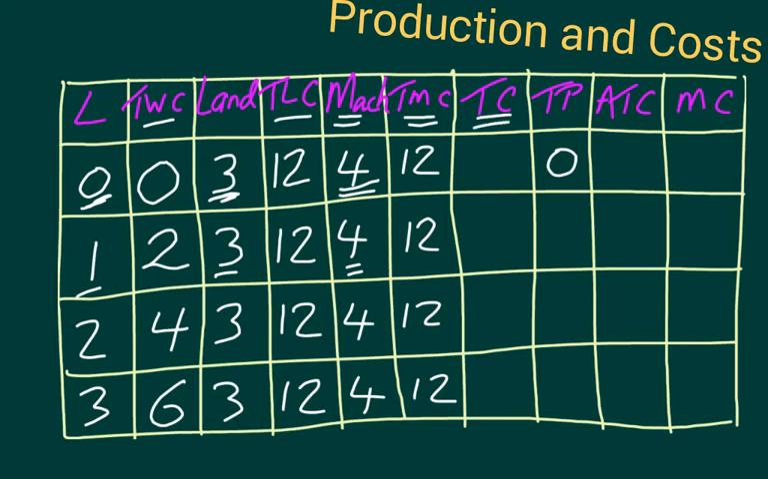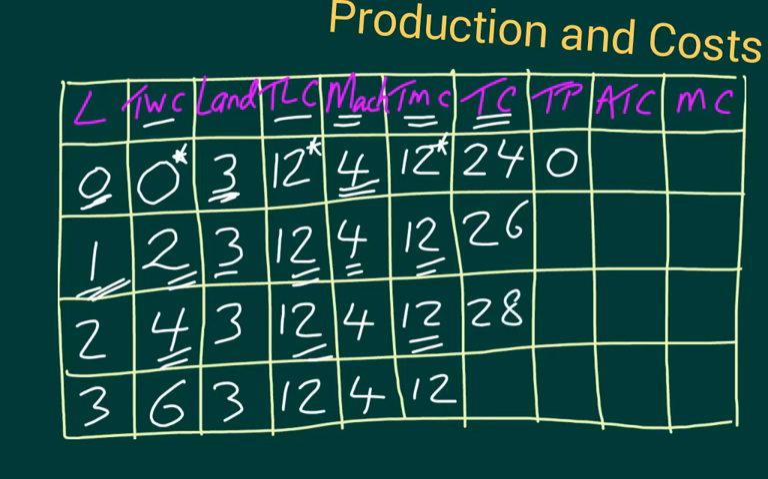Now total cost is just all of those costs added up. So we have worker cost here, 0, and then 12 and 12 for the land and for the machines. So that adds up to 24. And if we go to the next row where we have 1 worker, we have the total worker cost of 2. And of course the machines and the land is 12 plus 12, so that's 24 again. 24 plus 2 is 26. So total cost is 26. Total worker cost in the next row is 4, plus 12 plus 12 is 28. And then the next one, of course, is 6 plus 12 plus 12 is 30.